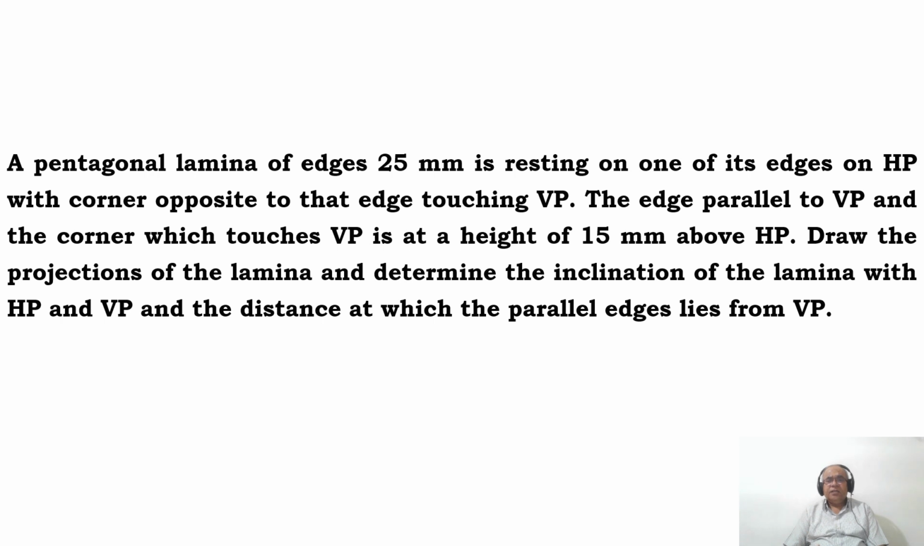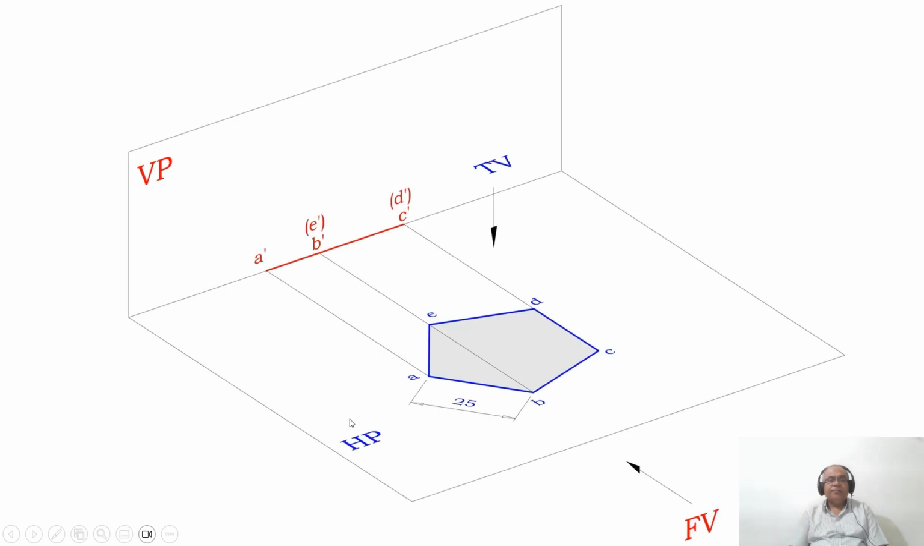Then draw the projections and determine the inclination of the lamina with both HP and VP. Since the inclination has to be found for both HP and VP, obviously we need to draw the profile view for this particular problem. Always remember, whenever the inclination has to be found with respect to both HP and VP, we need to draw the profile view, because when the surface is inclined to both HP and VP, the surface will always be perpendicular to the profile plane. So the determination of the inclination is possible only when it is perpendicular to a plane. Now we will see how this works with the problem. We are going to analyze it in detail.